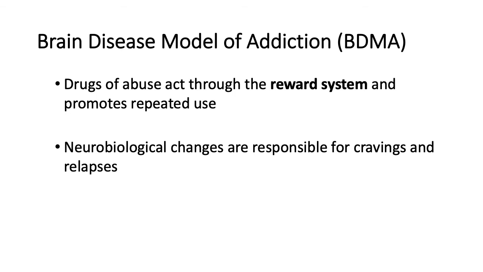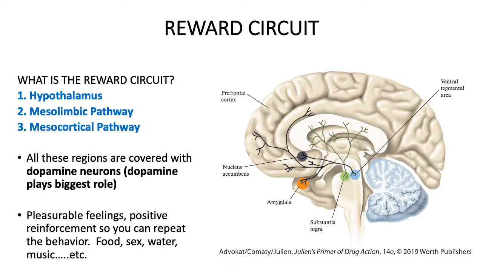So after some research, the brain disease model of addiction, which is BDMA, was put together. And so scientists figured out that drug abuse is related to the reward system pathway, and that neurobiological changes in the brain, so that means the chemistry in your brain, neuronal changes in the brain, are responsible for cravings and relapses due to addiction, which is why now they call it a disease of the brain.